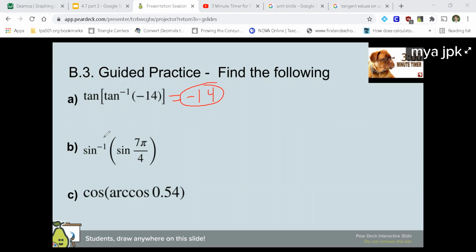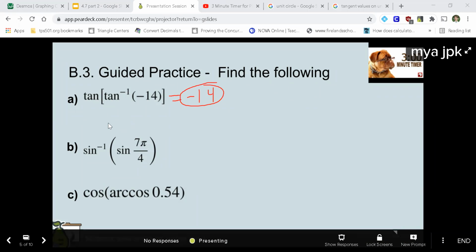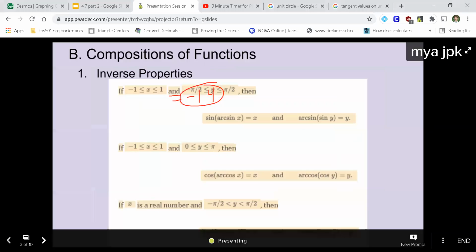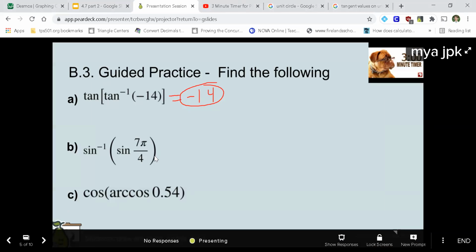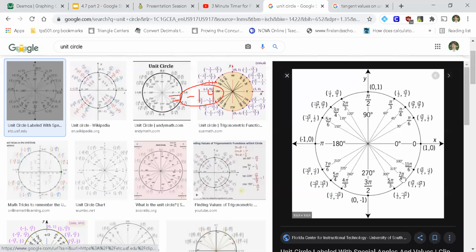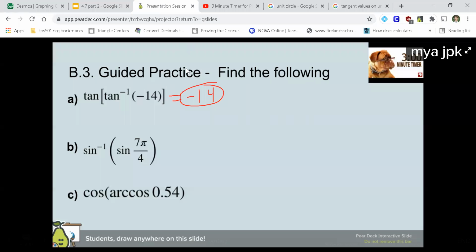If you want to do the sine inverse of sine of 7 pi over 4, is 7 pi over 4 in the range of sine inverse? Nope, because it's not between negative pi over 2 and pi over 2. So then I have to work this problem by hand. If I use my unit circle at 7 pi over 4, my y value is negative square root of 2 over 2.